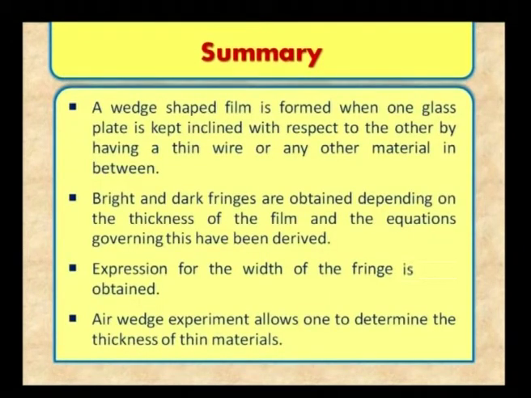Let me now pass on to the summary of the lecture. A wedge-shaped film is formed when one glass plate is kept inclined with respect to another one by having a thin wire between the two glass plates. Bright and dark fringes are obtained depending upon the thickness of the film. The expression for the width of the fringe is obtained. The air wedge experiment allows one to determine the thickness of thin materials like paper, a wire or hair and so on.